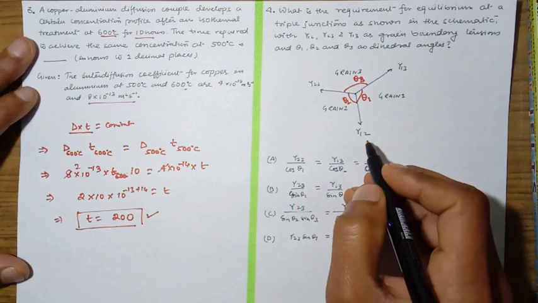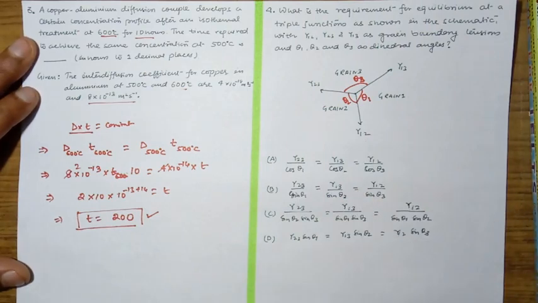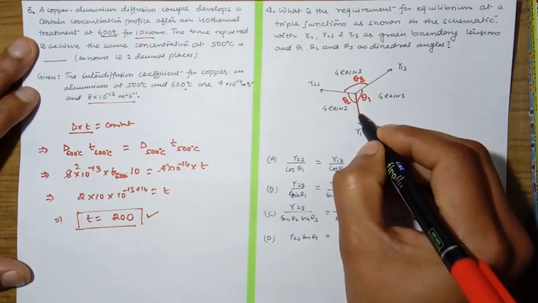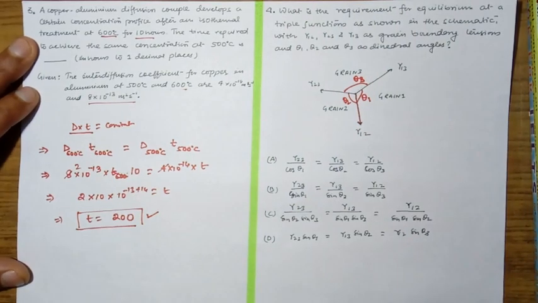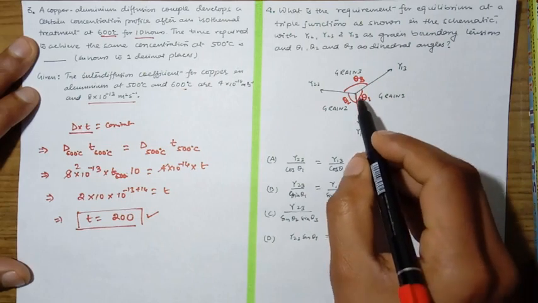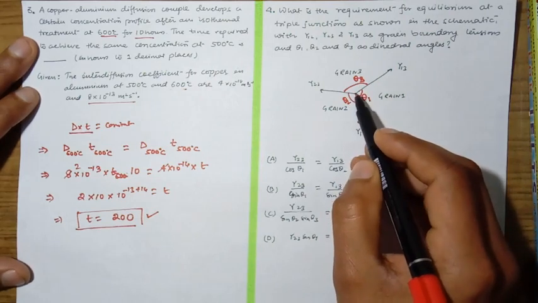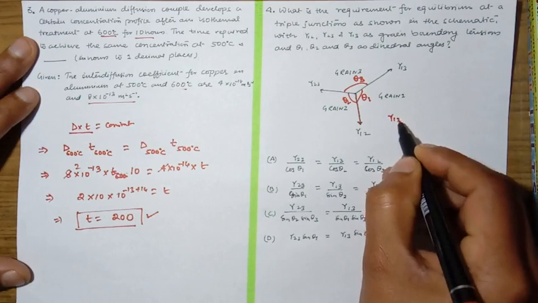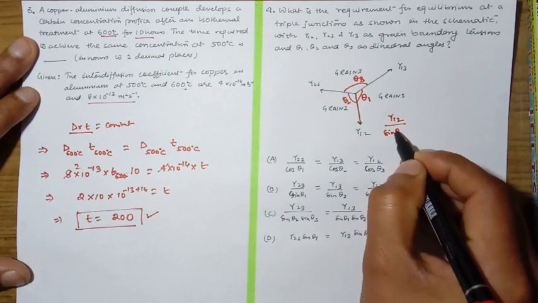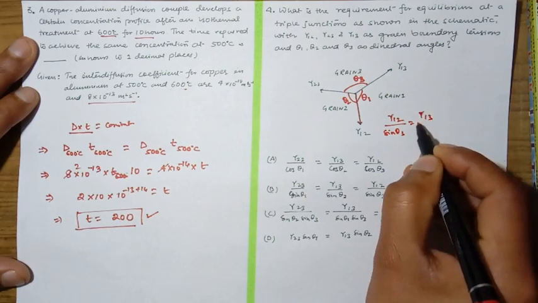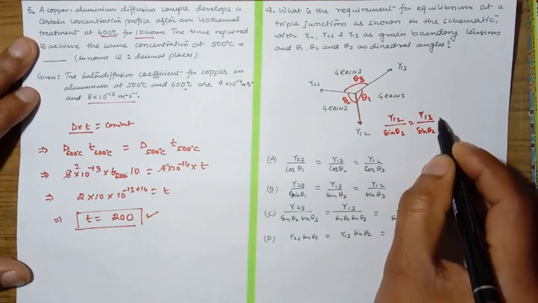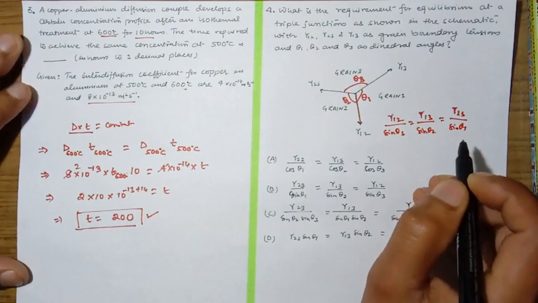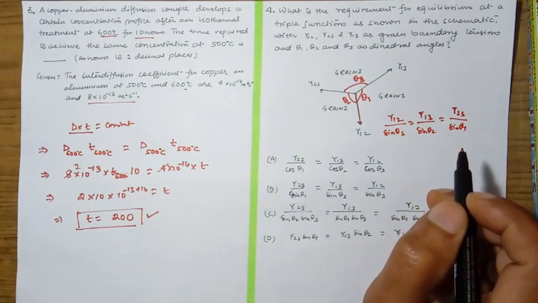So this basically follows the law that the energy which you are taking divided by the sine of the angle which is just opposite of it. So this will be the equation: gamma 1 2 divided by sine theta 3 is equal to gamma 1 3 divided by sine theta 2 is equal to gamma 2 3 divided by sine theta 1. Okay.